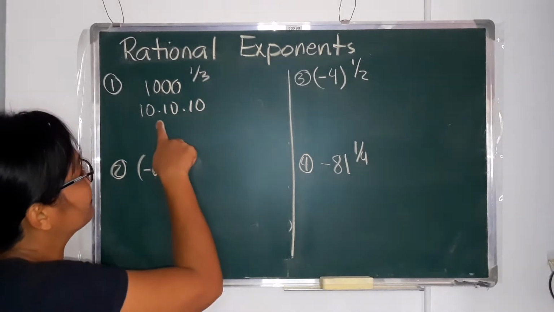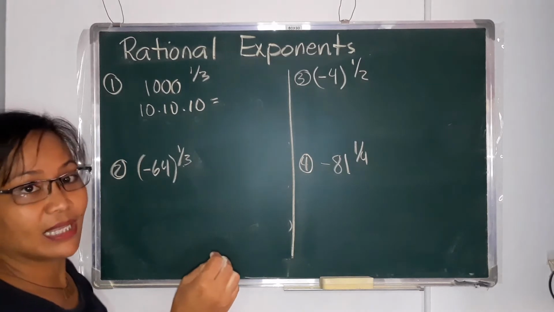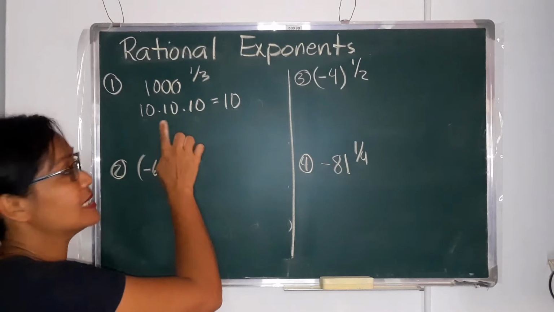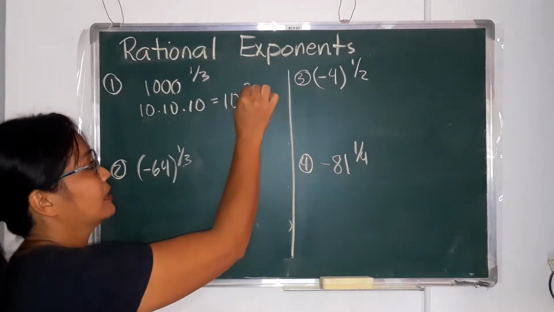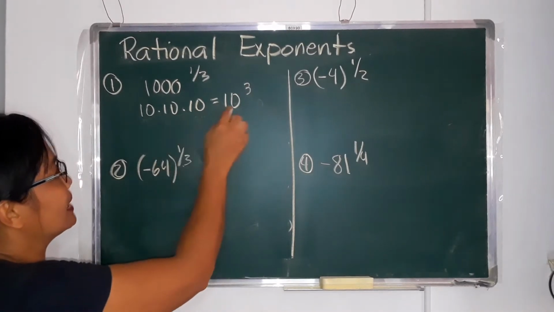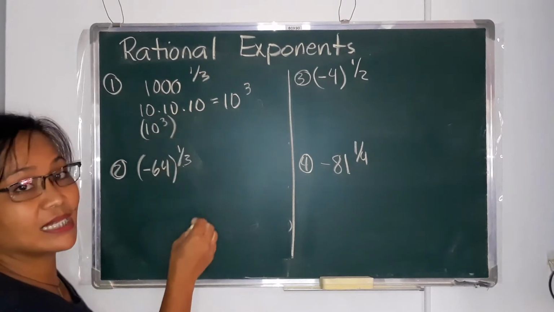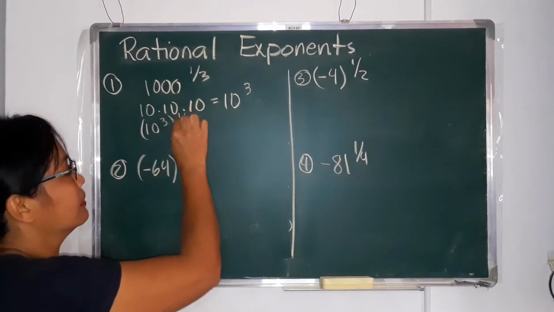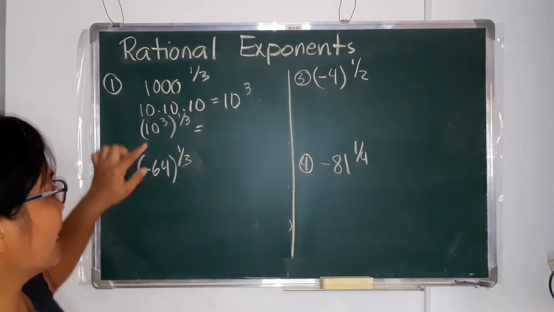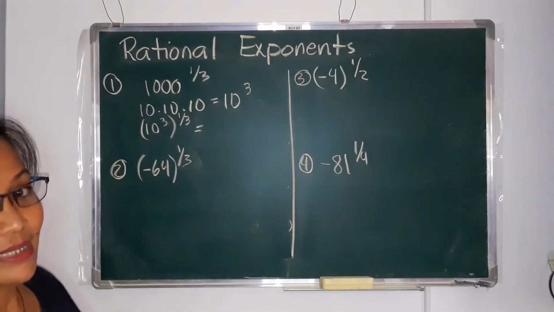Okay? Then, after that, itong tatlong 10, pwede natin siyang isulat in exponential form. So, meron tayong 10, tapos bilangin natin kung ilang beses. 1, 2, 3. So, yun ang exponent natin. Okay? Next, pagkatapos niyan ay i-rewrite na natin. So, 10 cubed or 10 raised to 3 raised to 1/3. Pag ganyan na siya, pwede na tayong mag-cancel. Ang long method, pwedeng 3 times 1 is equal to 3. 3 divided by 3 is equal to 1. So, that is the long method.